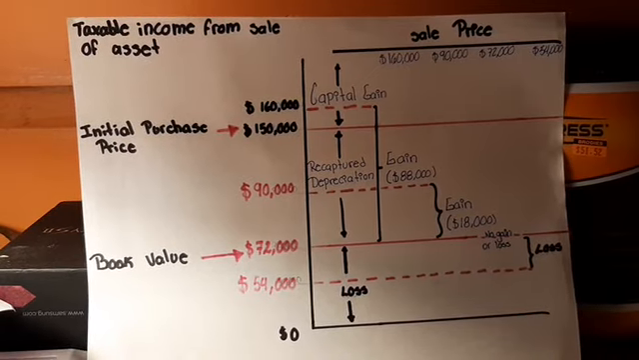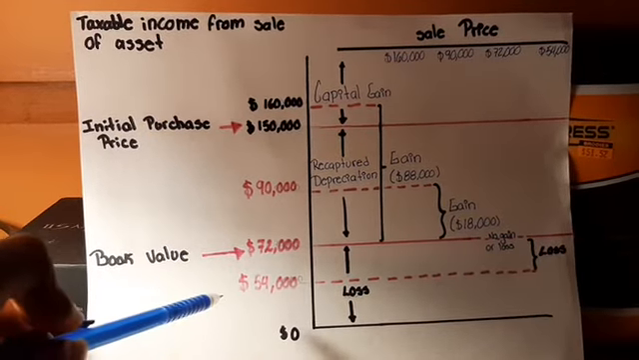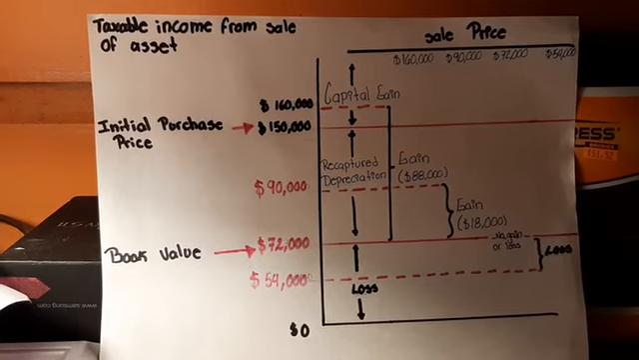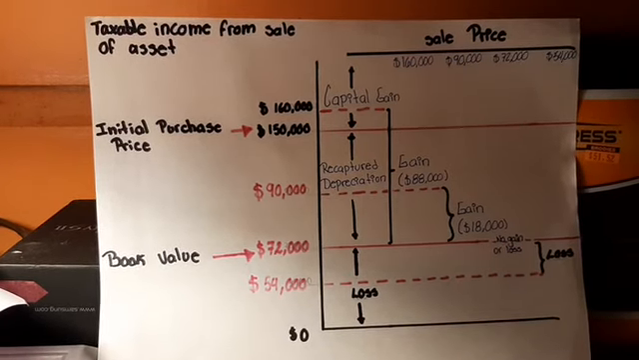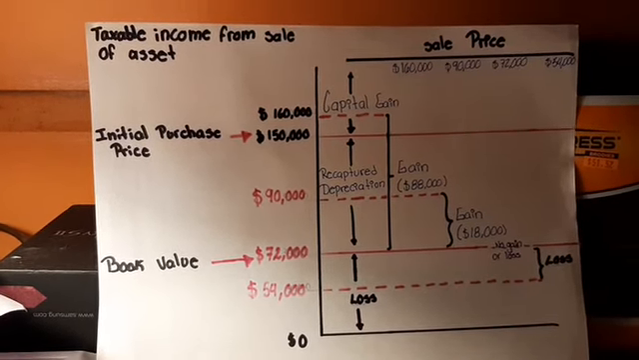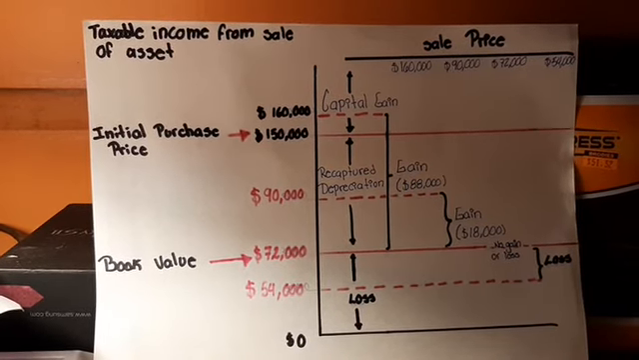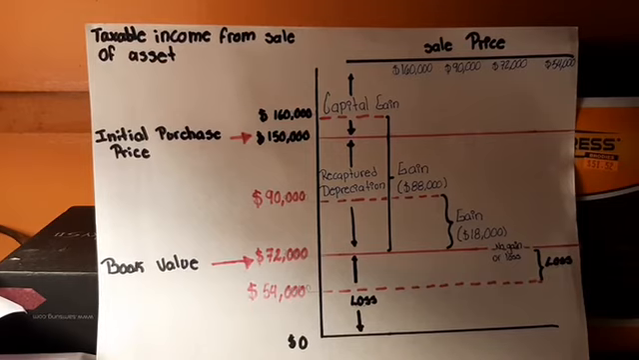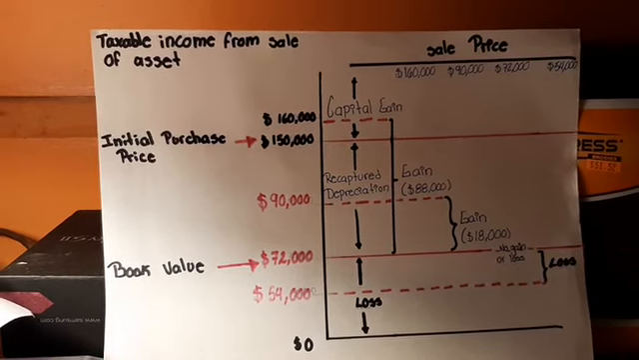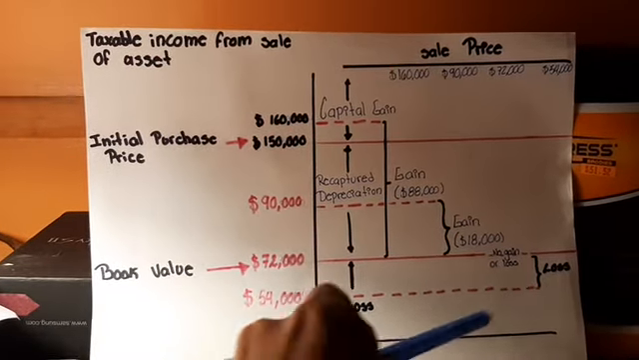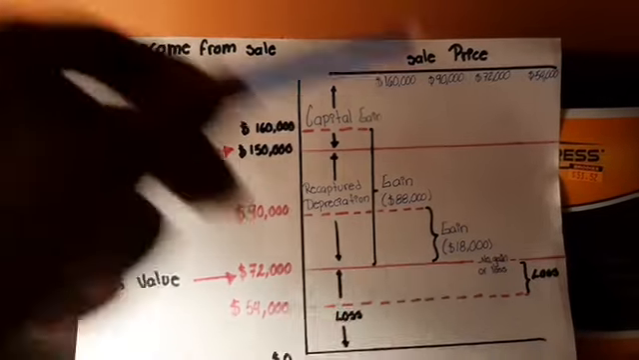Now consider the sale of an asset for less than its book value. If Hudson sells the asset for 54,000, it experiences a loss of 18,000, as shown under the 54,000 sale price. It will be the loss under this part.